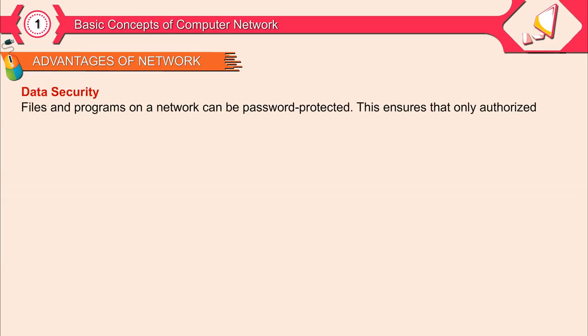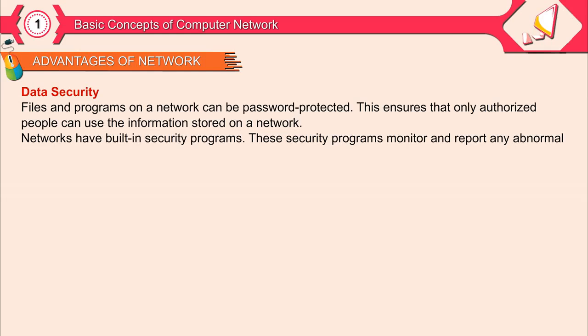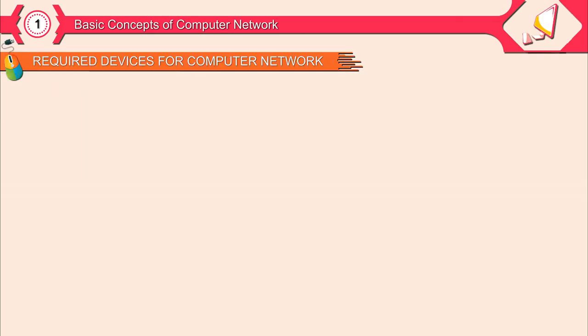Data security. Files and programs on a network can be password protected. This ensures that only authorized people can use the information stored on a network. Networks have built-in security programs. These security programs monitor and report any abnormal activity on a computer network to the network administrator.